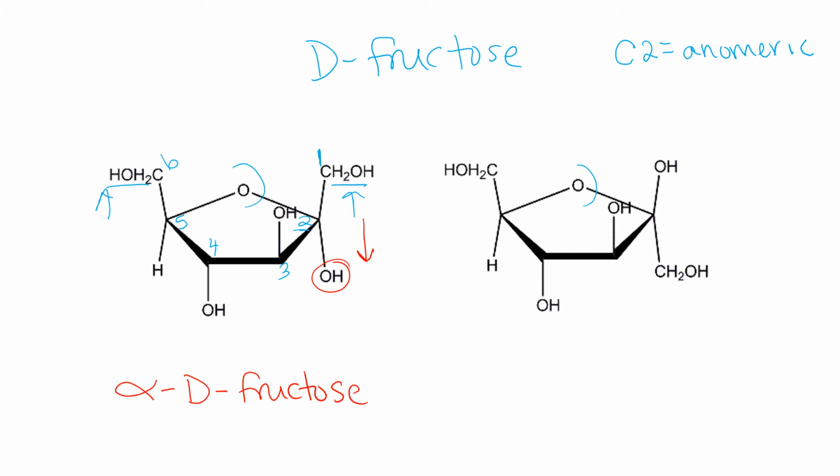Looking at our other example, I'm going to start by numbering. Here's my oxygen, and I'm going to go to the right. 1, always start with the tail, 2, 3, 4, 5, and 6. Carbon number 2 is the one that's involved. That's our anomeric carbon, and I'm going to look and see whether the OH is pointing up or down. In this case, it is pointing up, above the plane of the ring. Because it is up, it is the beta form of D-fructose.